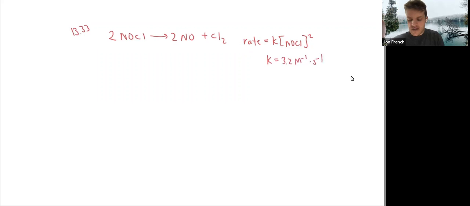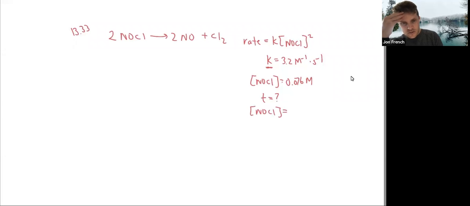That's another clue that it's second order because we know the units of the rate constant depend on the order of the reaction. Initial concentration is 0.076 molar, and they're asking for how long would it take for nitrosyl chloride to get down to 0.042 molar.